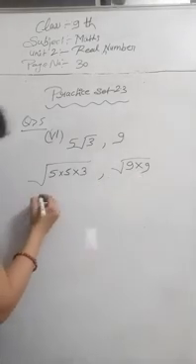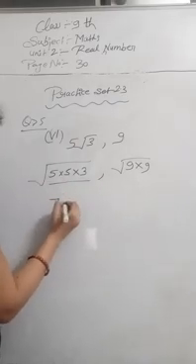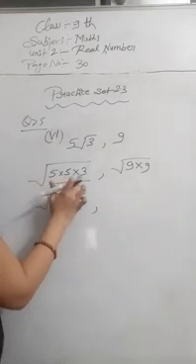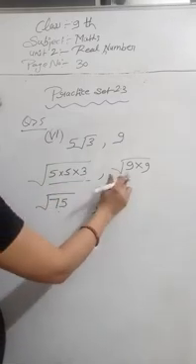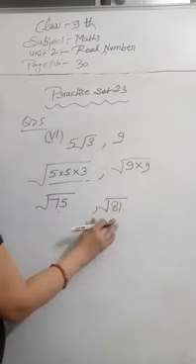Okay, now we will multiply these. So we got root 75: 5 multiply 5 is 25, 25 times 3 is 75. Okay, 9 times 9 is 81. So we got 81.